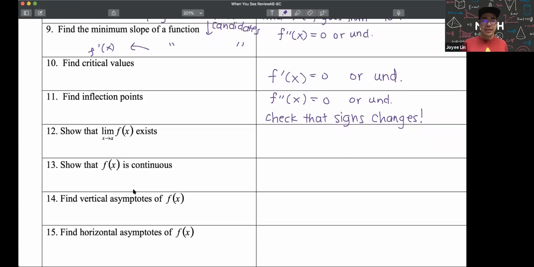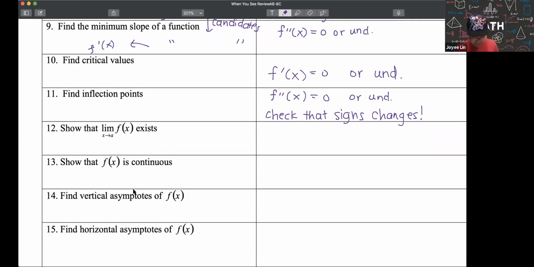Okay, number 12. How do we show that the limit exists? No, plugging it in does not show that a limit exists. Limit from the left is equal to the limit from the right, yeah? So how would you write that out? The limit as x approaches a from the minus side, right? There's only two things to check to show that a limit exists. Not the value. You do not need the value to show that a limit exists, right? You can have a limit exist and still have a hole where the value is, okay?